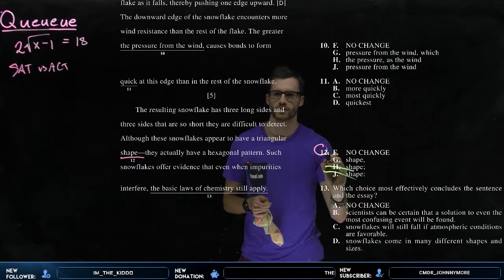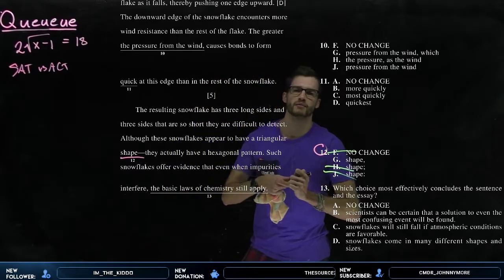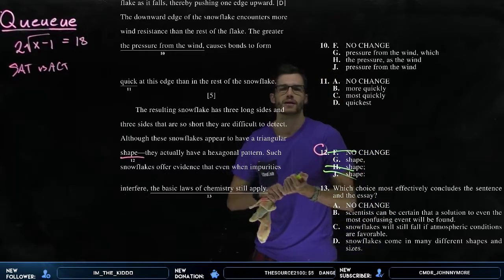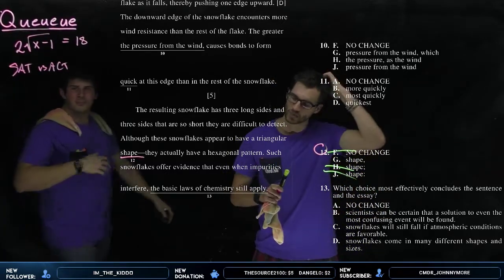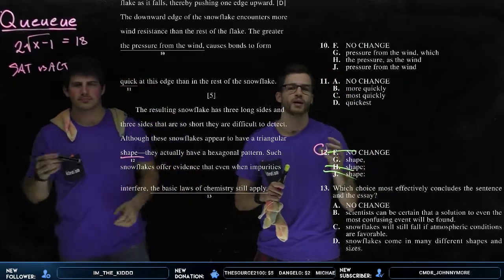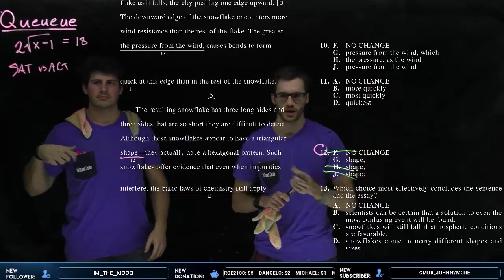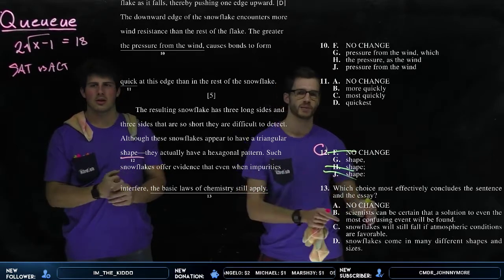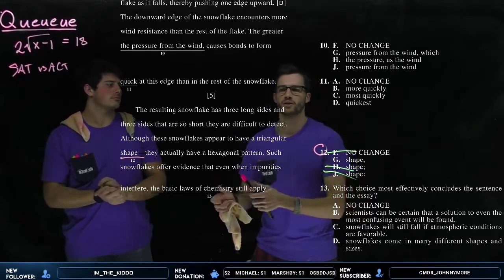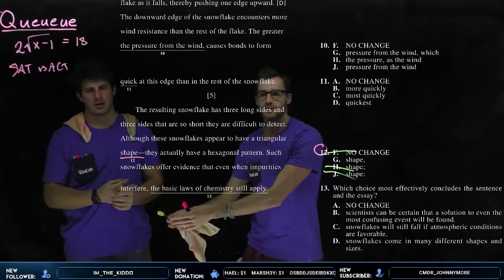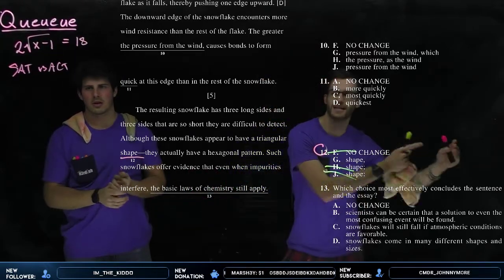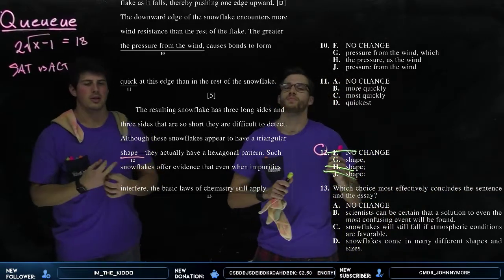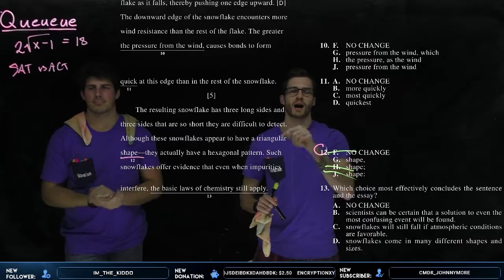So F is wrong. This is why I like proving three wrong. It requires you to fully understand why you use every piece of punctuation, and it helps you get better and quicker at identifying mistakes in each answer choice. Now, G, what kind of comma is this? This is a dependent clause, comma, independent clause. We have, "Although the snowflakes appear to have a triangular shape, they actually have a hexagonal pattern." So the second part is independent. Yes. So dependent, comma, independent.